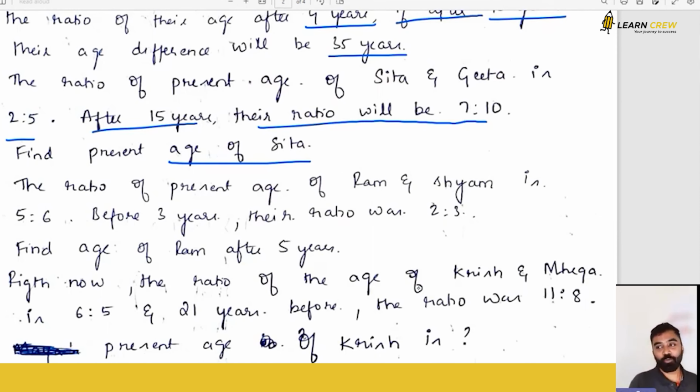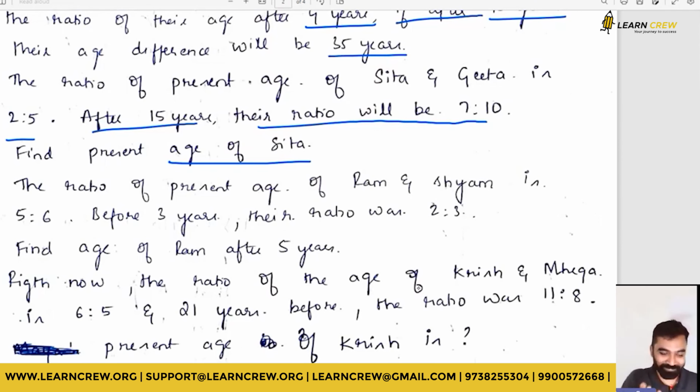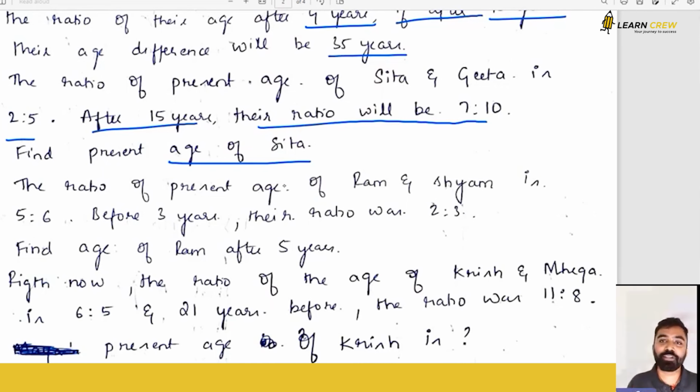It is different. Now what should you do? You should make it the LCM. You can use the method. Age cannot be negative. Age has to be positive only, so obviously you need to put a positive sign only.